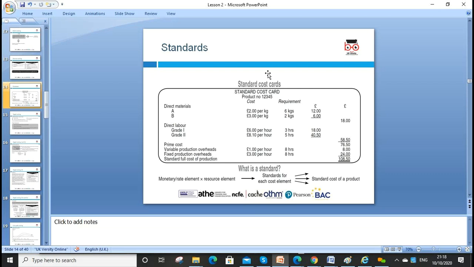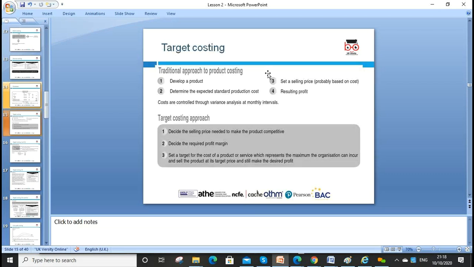So it's always good to see what a standard is. The standard needs to be realistic and achievable, an ideal standard. In the ideal situation, the standard needs to be a current standard based on the current environment, and the wastage should be kept in mind as well.